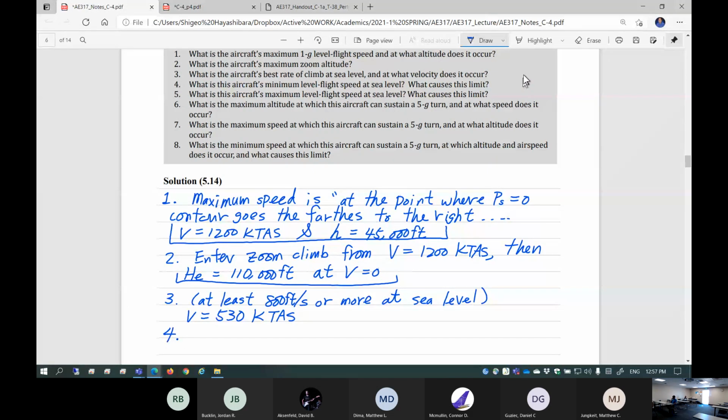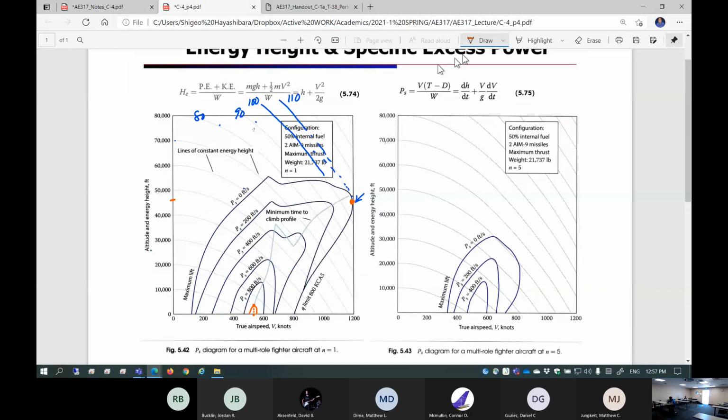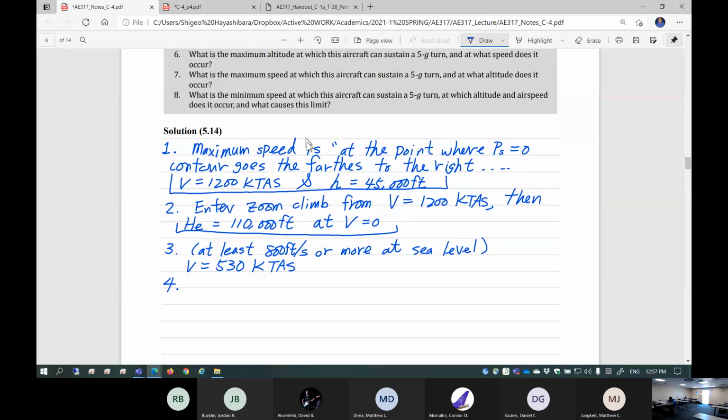Question number 4: what is this aircraft's minimum level flight speed at sea level? What causes this limit? Stall. That's right, stall is correct. So where do you look? This is sea level. What is the minimum speed? Right here. So this is the minimum speed at sea level. What limits this? Of course, if you fly slower than this, you're going to stall. That's what it is.